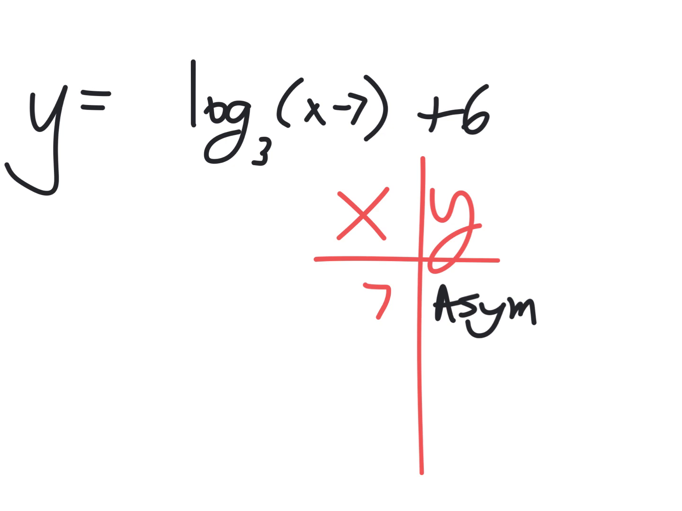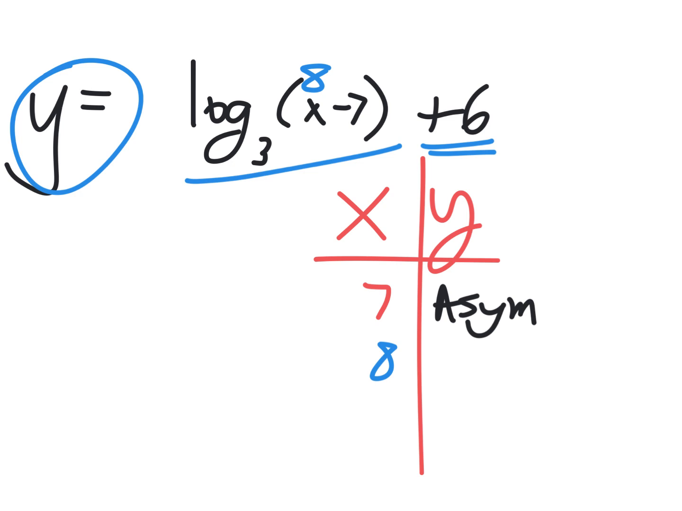Something close to 7, Max Hawks, what do you think? 8. Put in an 8. I won the argument. I get nothing, but the answer isn't 0, because you add 6. Y equals, that's 0 plus 6, so it's 6.